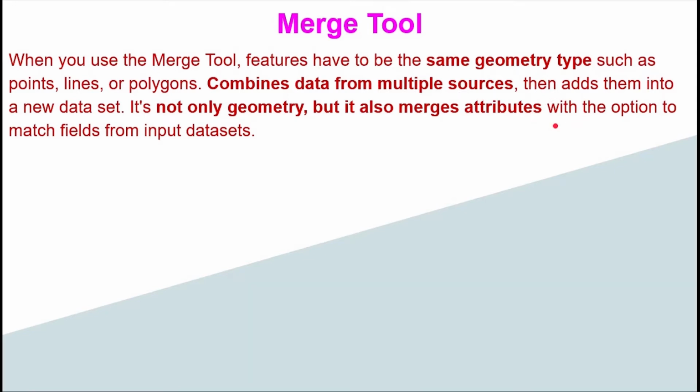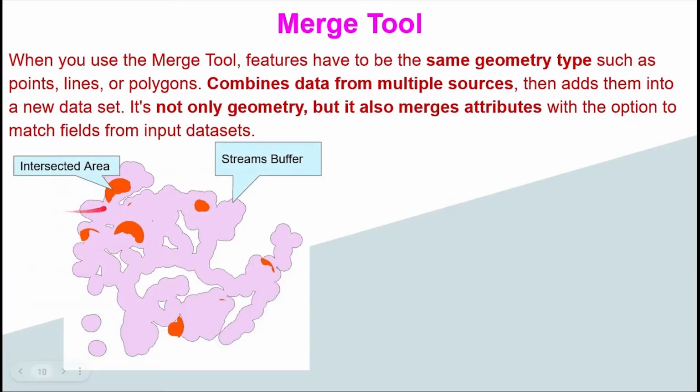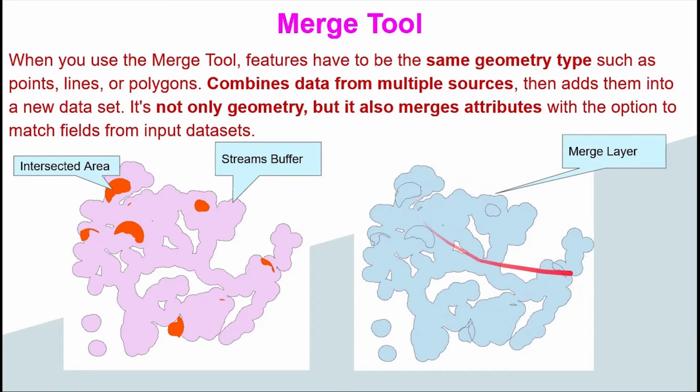It is not only performing geometry but also merging attributes, with the options to match fields from the output data set. This one is the before layer, intersected area, and this is the separated layer, stream buffer. Using the merge tool, we will have this type of single layer. All the attribute data from both layers will make one attribute.